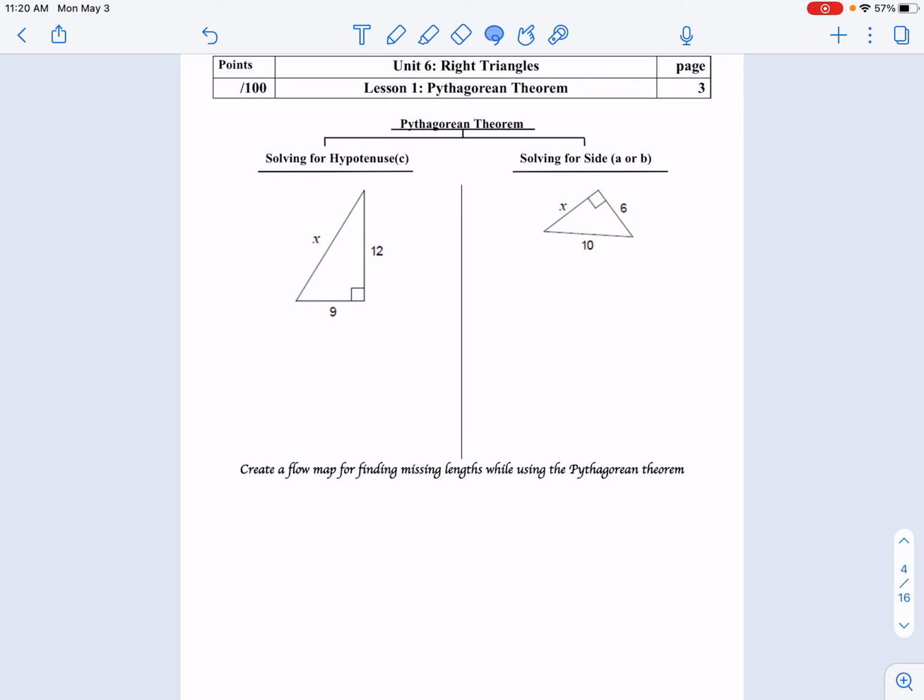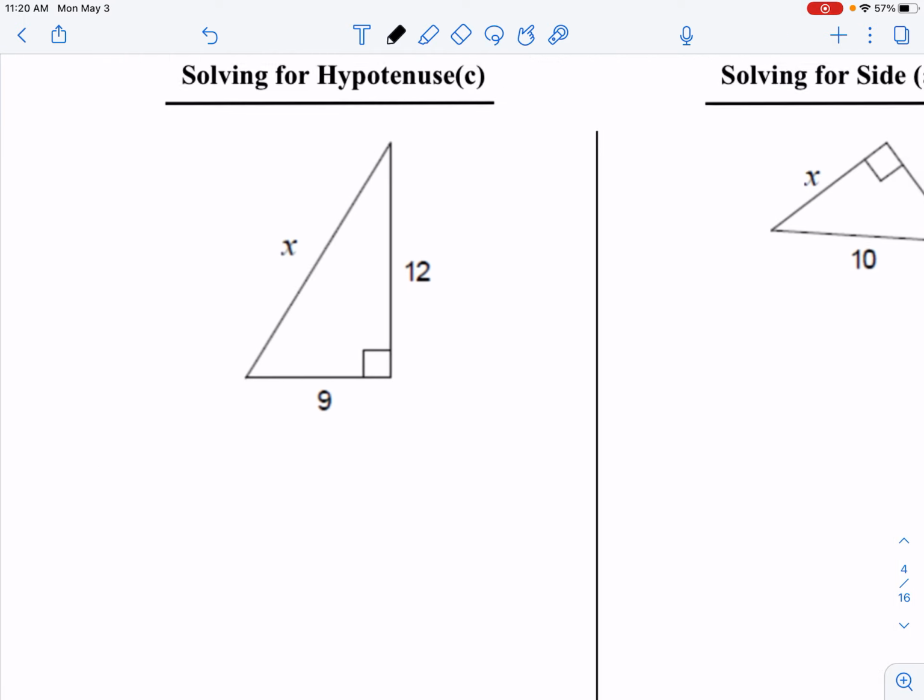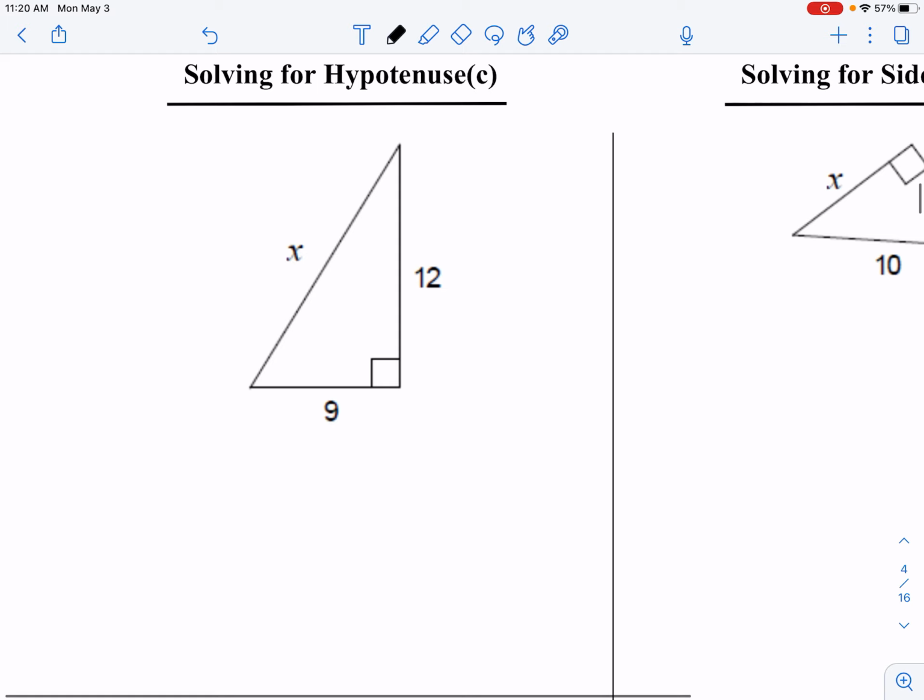Right triangles, when instructed to solve using the Pythagorean theorem, you're going to be solving one of two types of questions. You're either going to be solving for the hypotenuse, or you're going to be solving for a missing side. In this video, we will cover the process of how I solve when trying to solve for the hypotenuse.